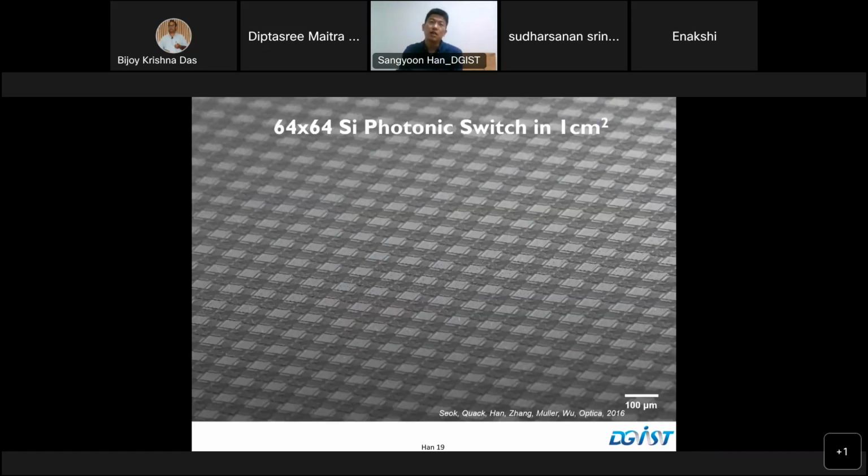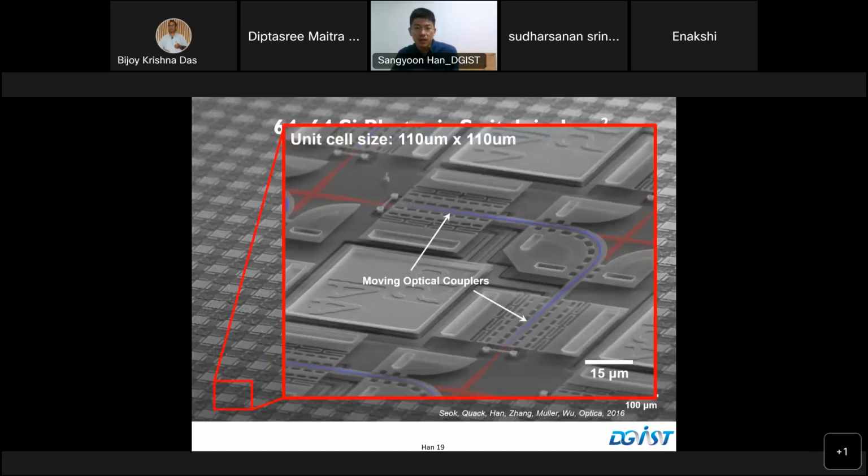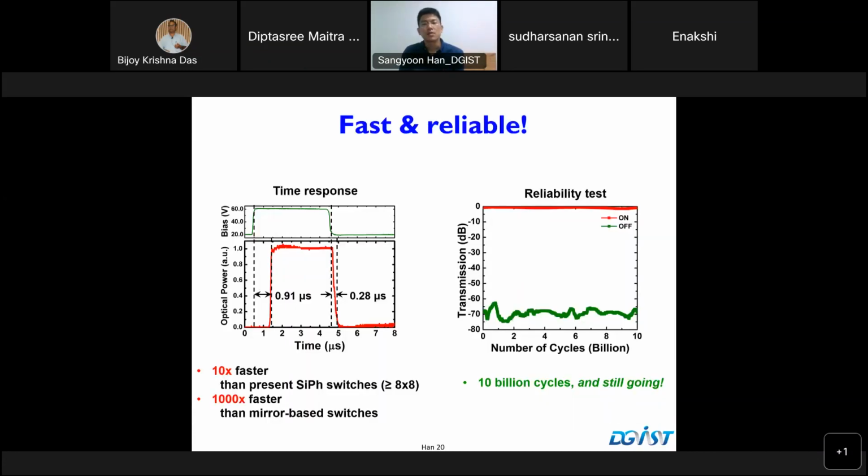So this is the chip image. This was the second version. As you can see, this blue colored waveguide is the actuated waveguide, which moves up and down. And this red waveguide is the bottom matrix crossbar. So when you apply voltage, this blue waveguide moves up and down. The speed, as I mentioned, is roughly 1 microsecond of actuation time.